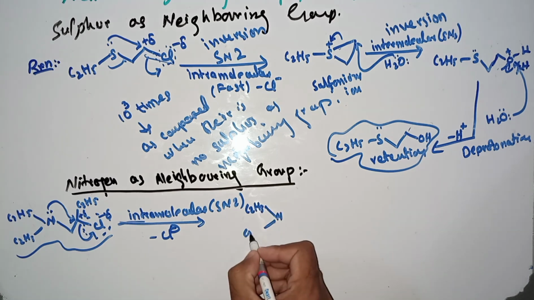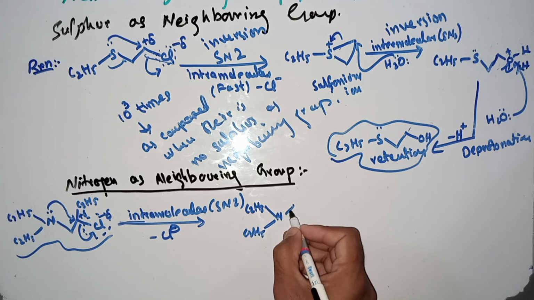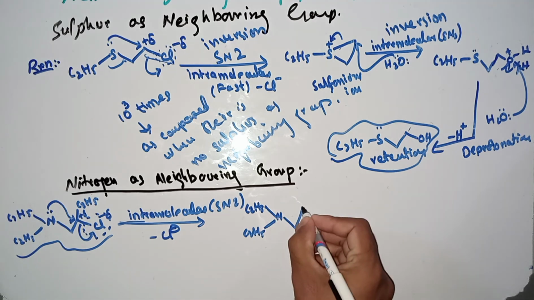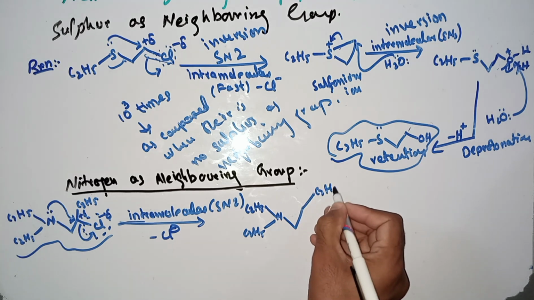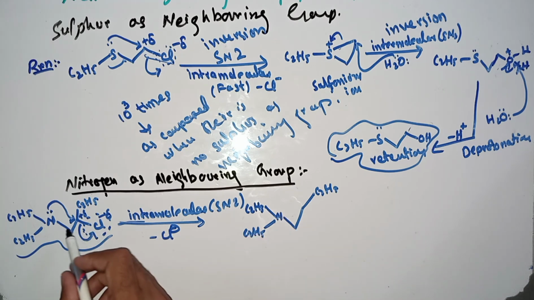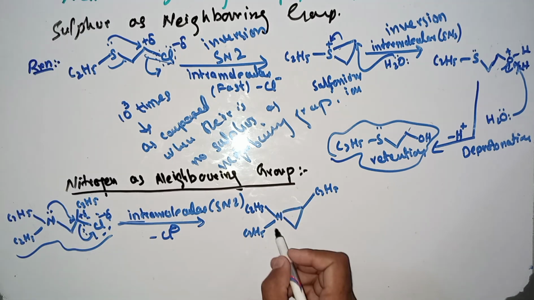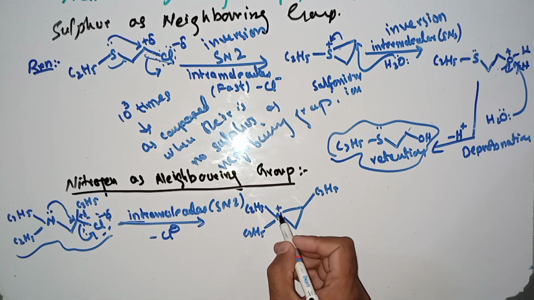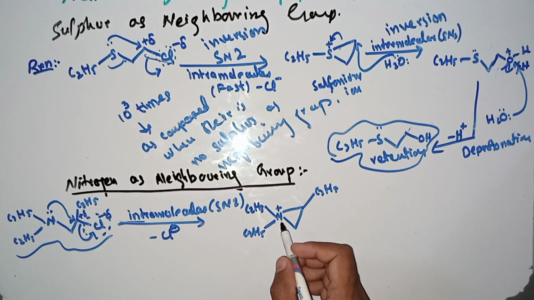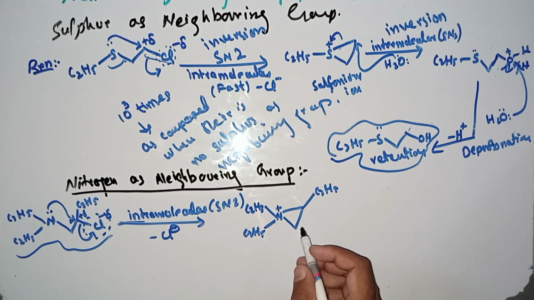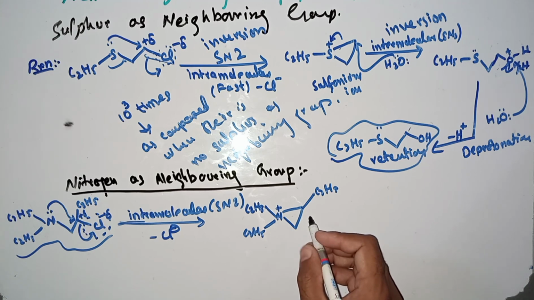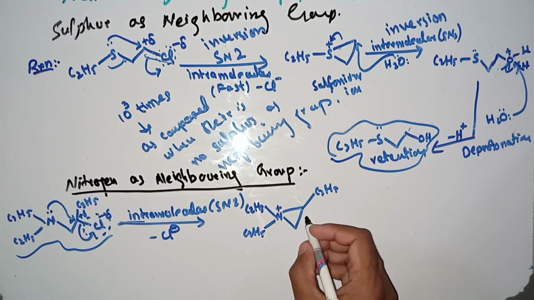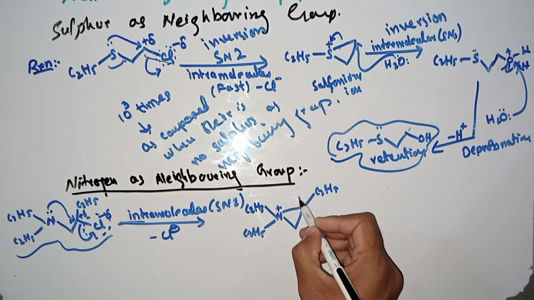Here we have C2H5 on the nitrogen, and due to the attack of this lone pair on this carbon, a new bond will be present. Due to the loss of the electron, the nitrogen gets a positive charge, because it donates an electron to this carbon. Here in this case one hydrogen is also present on this carbon.